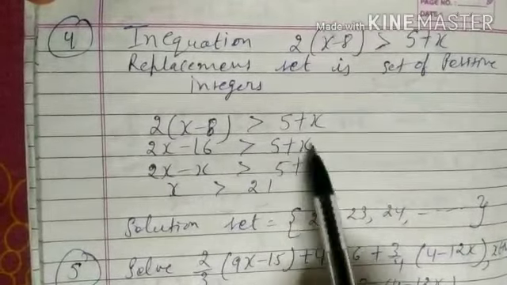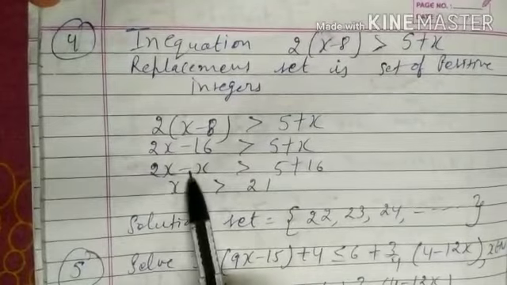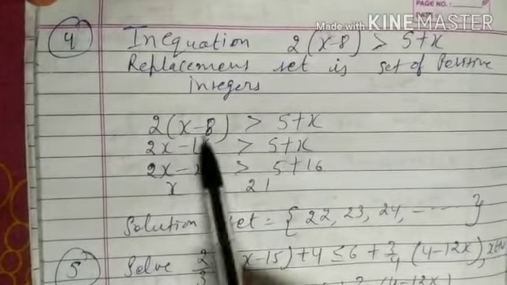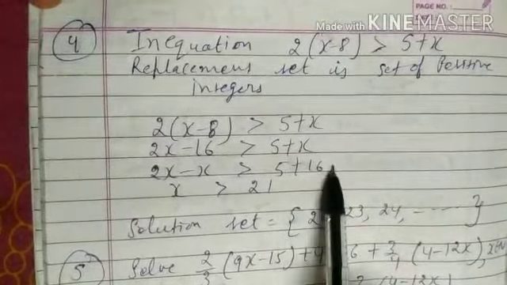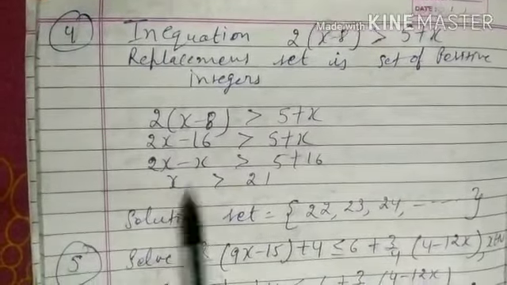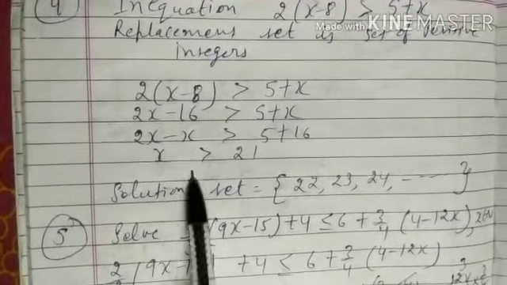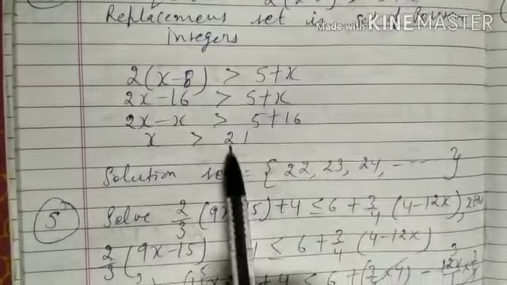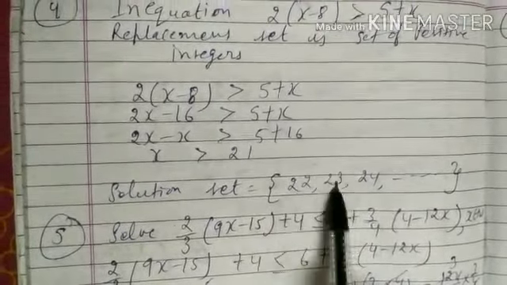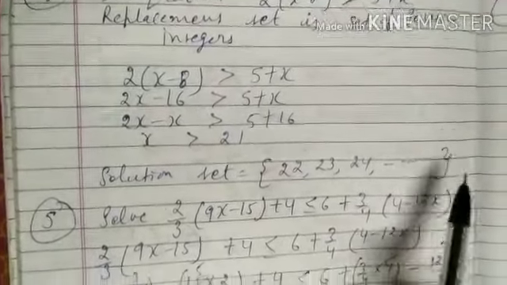And in next step, we will take x on this side, it will become minus, and 16 on other side, it will become plus. 2x minus x, x greater than 21. So solution set will be numbers greater than 21. Which numbers are there? 22, 23, 24, and so on.